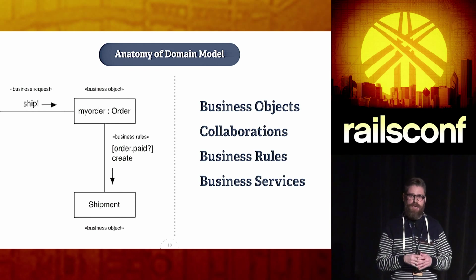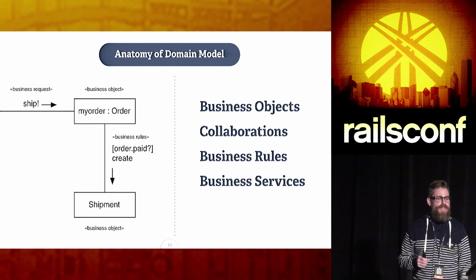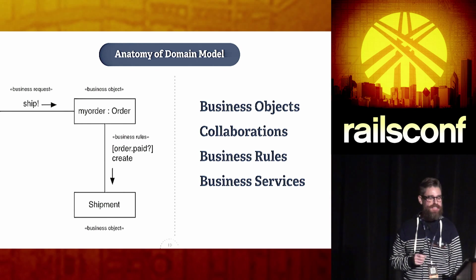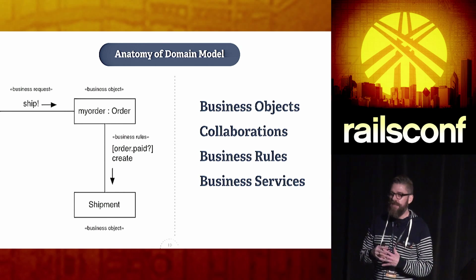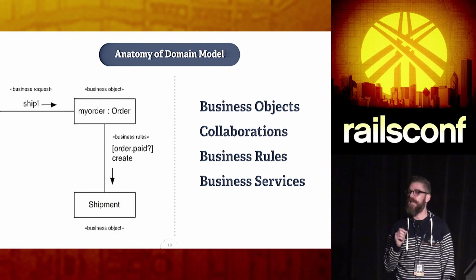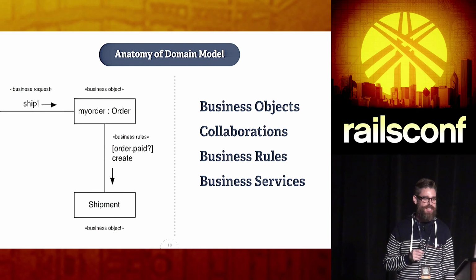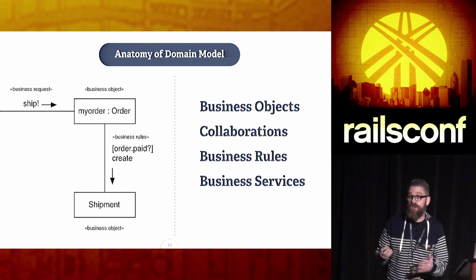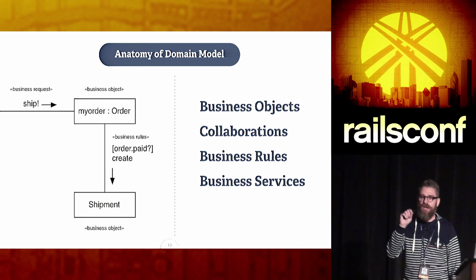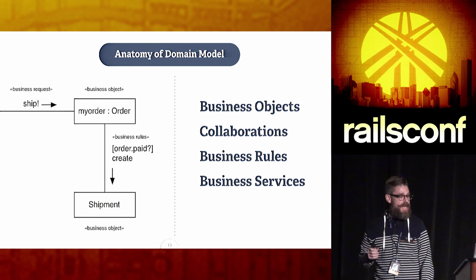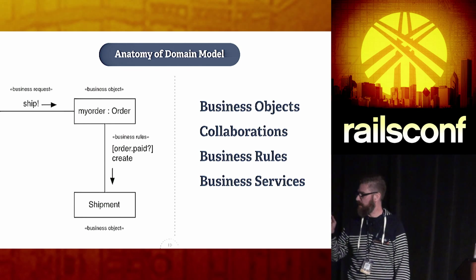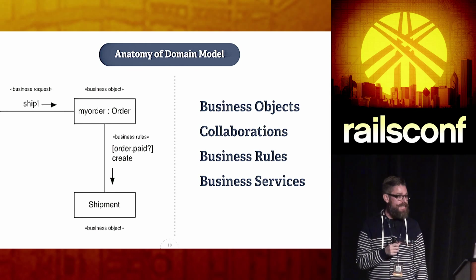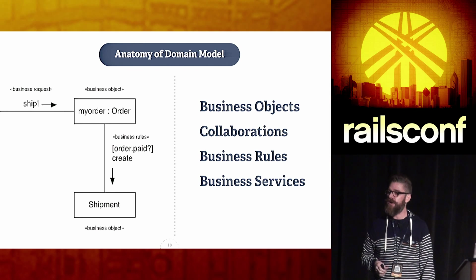So essentially, a business domain or a domain model is a set of business objects that represent these real-world entities. There are collaborations, there are business rules, and there are services that respond to business requests. Now, a model is simply a representation of something. It could be a mental model, our mental understanding of how a business process works. It might be a graphical notation, a graphical model, such as the notation that I'm using up here. Or it might even be codified in your models directory in your Rails application.